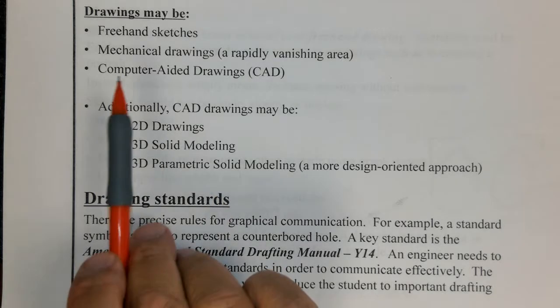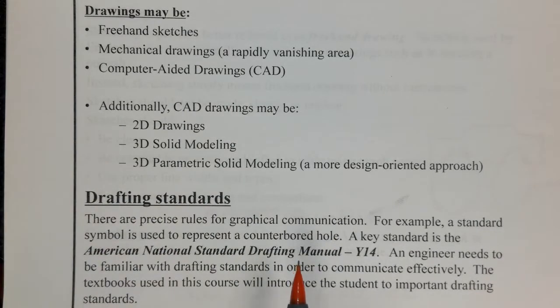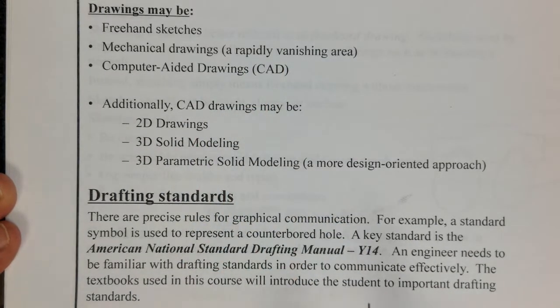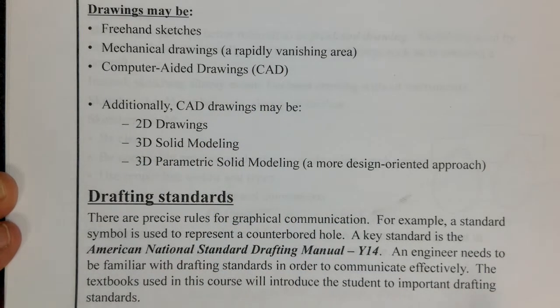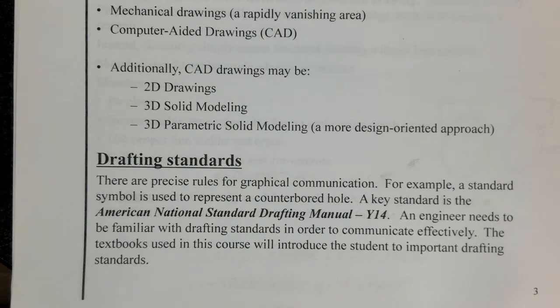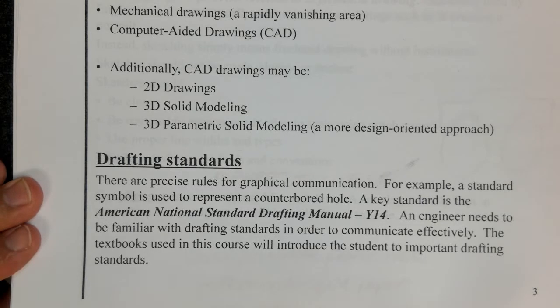We focus mainly on computer-aided drawings. Computer-aided drawings can be two-dimensional. It can be 3D solid modeling and 3D parametric solid modeling. So we're going to be doing both in this class. Actually, we're going to be doing sketches, and we're going to be doing two-dimensional CAD drawings and some 3D CAD modeling.